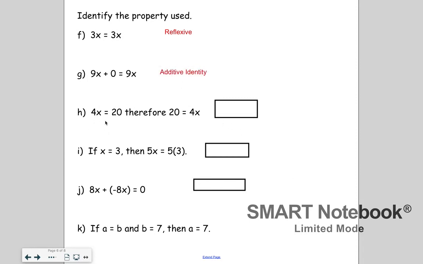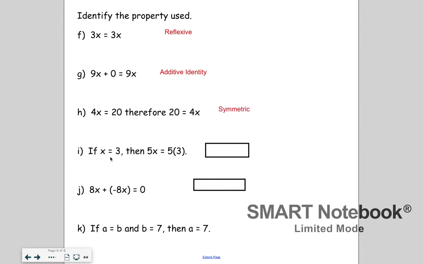In letter H, 4x equals 20, then 20 equals 4x. So here I move things over the equal sign. So this is different than commutative property because I moved 4x from the left side of the equals to the right side of the equals. And you will find that up top in the symmetric property.